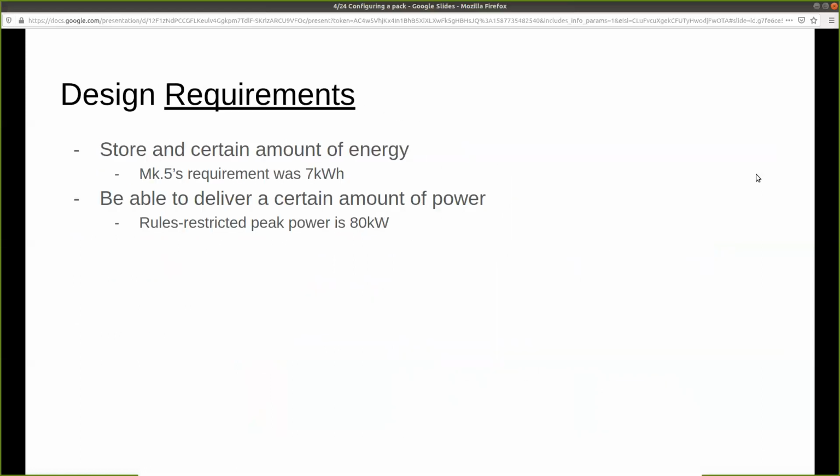Cool. So the next things to think about when you're putting your pack together, knowing those relationships and calculations, are what your requirements are. For our battery pack, and basically anything you design in this fashion, it's storing a certain amount of energy and delivering a certain amount of power. Our accumulator, our high voltage battery for Mark V, has a 7 kilowatt hour requirement and an 80 kilowatt power requirement. The low voltage battery has a very different requirement, but it can be designed using the same exact principles.